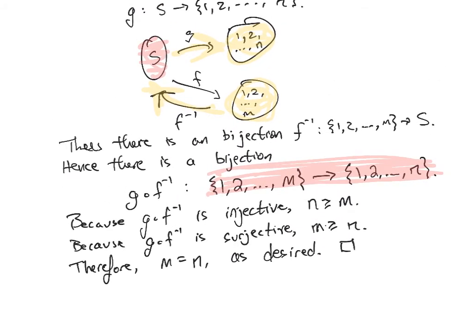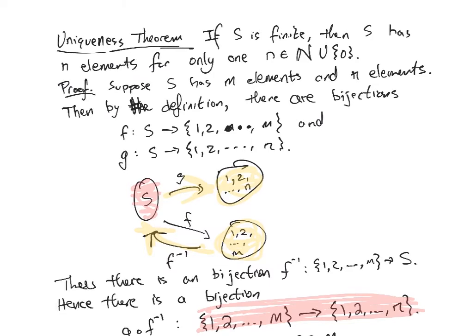I'm still a little confused on how G composed with F inverse is injective or surjective. Yeah, okay, so when we were up here, we assumed that the inverse of a bijection is a bijection. I mean, assumed is maybe the wrong word. We knew that it was true. So I'm assuming that we've seen that. We agree that that's true.